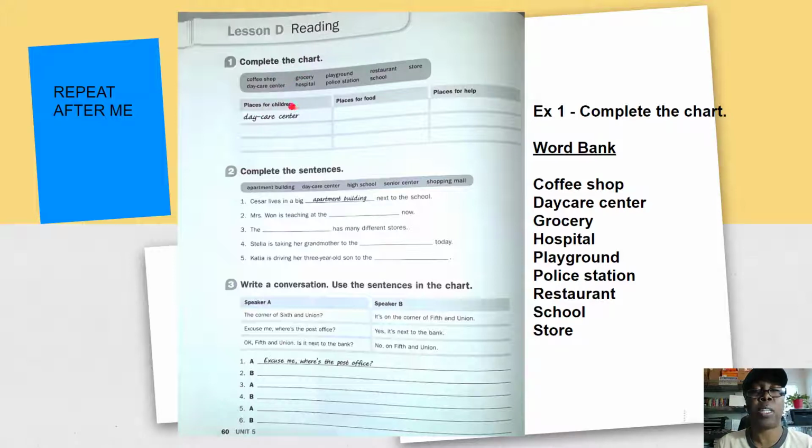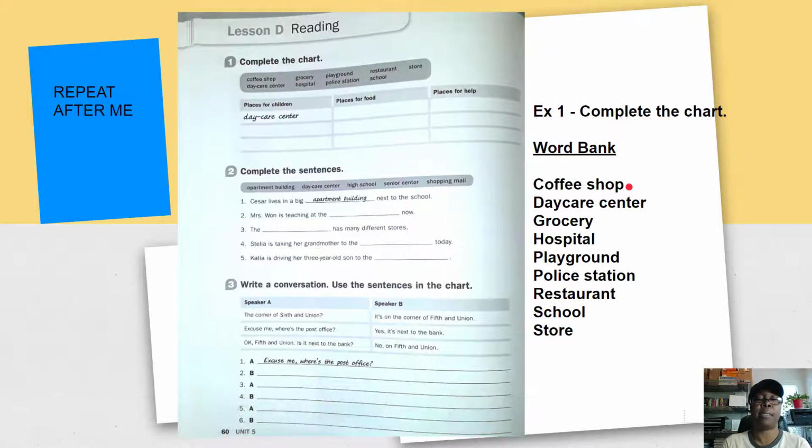So we're looking at this chart. This is the chart right here. Looking at this chart, we see that it has places for children, places for food, places for help, right? And then we have this word bank up here. So it wants you to take the places from the word bank and put them in the right category. Okay, so what are the places in the word bank? Let's talk about that first. In case you can't see it up here, I've also written them down here.